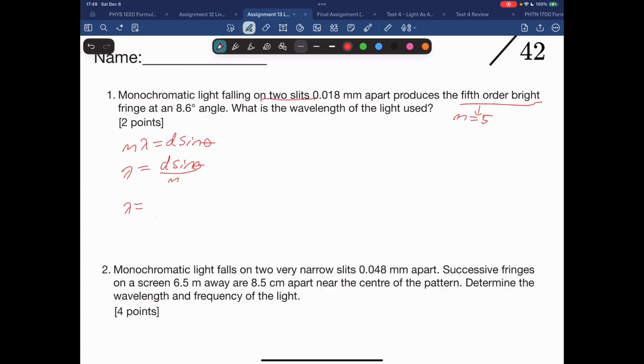Plugging in, we are told that the separation is 0.018 millimeters. So converting that to meters by multiplying by 10 to the power negative 3. We're told our angle is 8.6 degrees, all over 5. And I got a wavelength of about 5.4 times 10 to the negative 7 meters. Okay, so that was question 1.